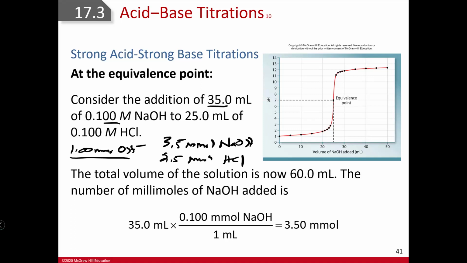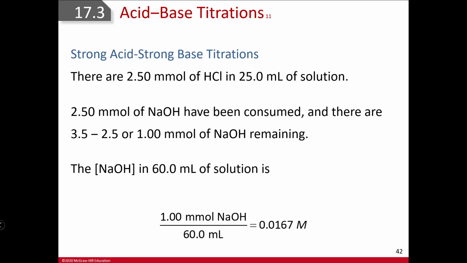The total volume now is the 25 plus the 35. That's 60 milliliters. So if I take the 1 and divide it by the 60, that will give me the concentration of the hydroxide ion, since that's what's present in the greater amount. The hydrogen ion has been consumed. So let's look at that.